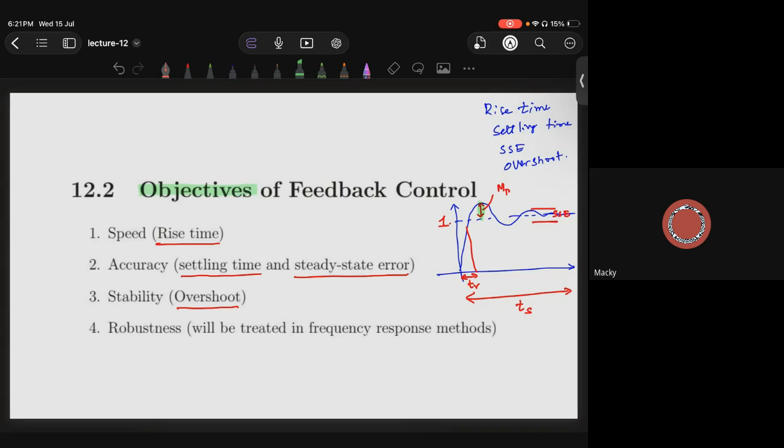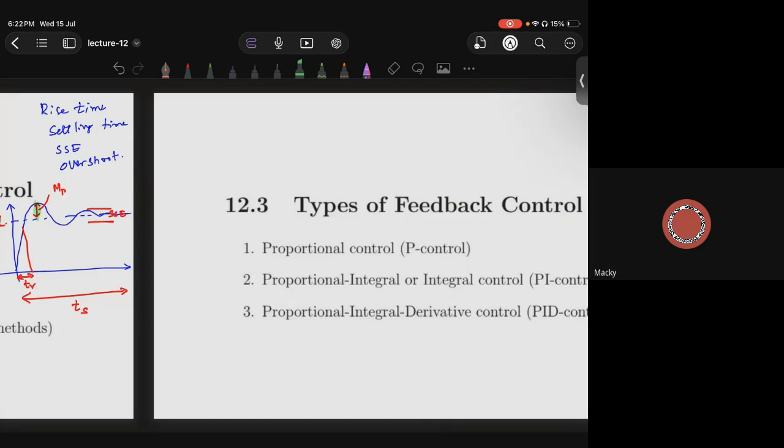These are our main objectives: to decrease the rise time, to decrease the settling time, to make the steady state error 0, and to reduce the overshoot. Okay. So this robustness we will deal with in the concept called frequency response, which will come after week 7 or week 8. Is this clear? The objectives are clear. So for these objectives, we want to design this feedback control. Okay. So let's go step by step.